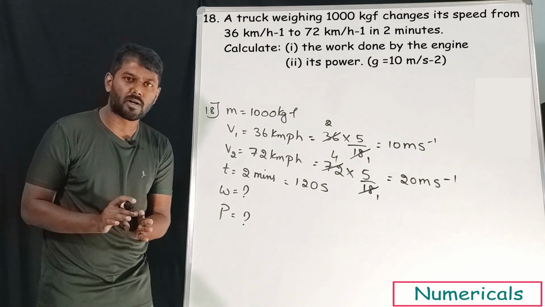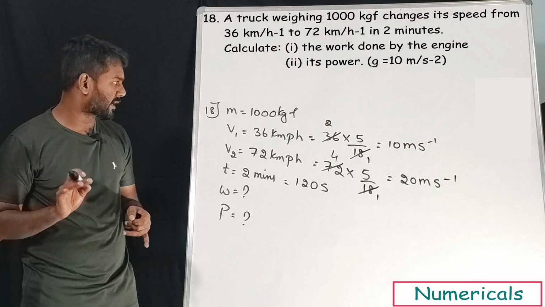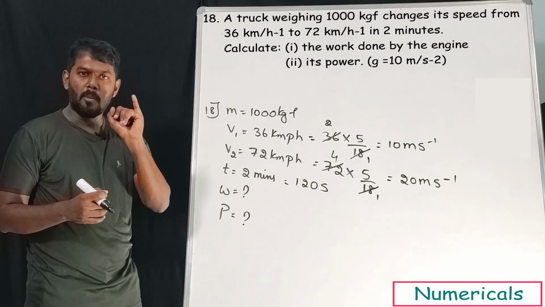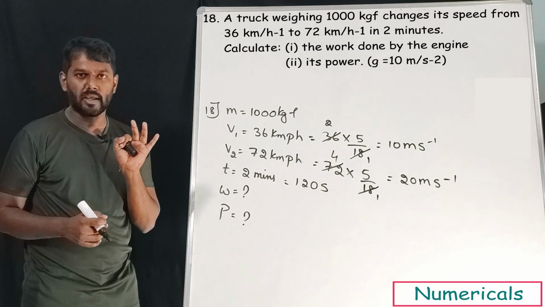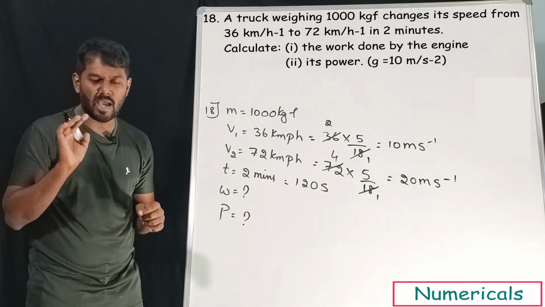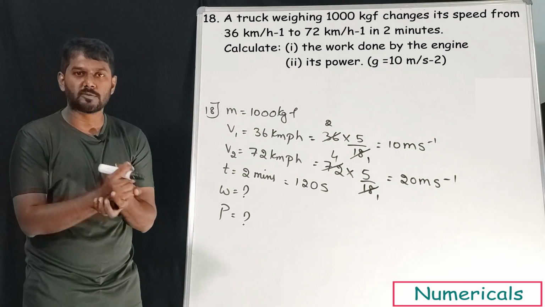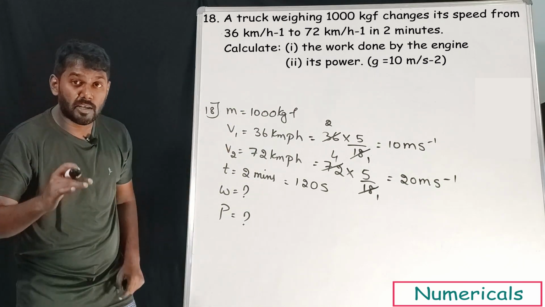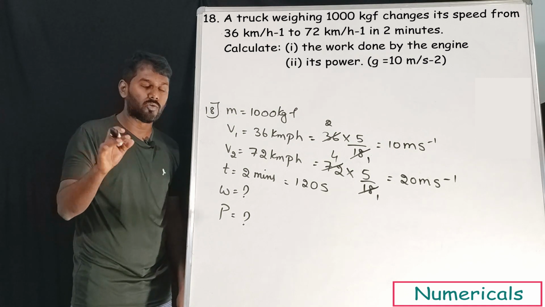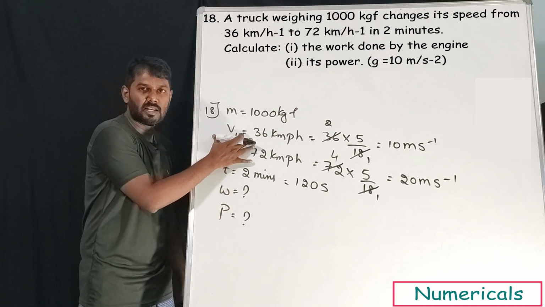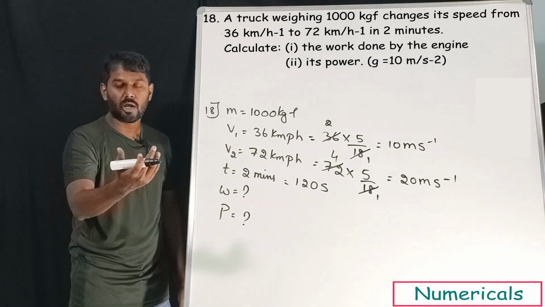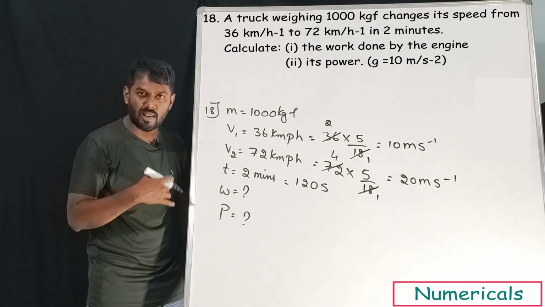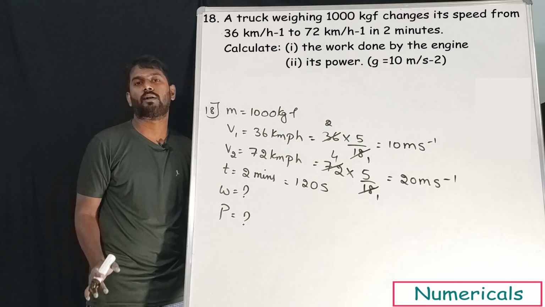What is the formula for work done? Force into displacement, correct? To find force, we require two things, mass and acceleration due to gravity. Mass is given, and the gravity value they have given as 10. Where is the displacement? That is not given here. We don't have to calculate all those things. See, initially in the concept video I told you, whenever we are talking about kinetic energy, that is nothing but work done. Work done is equal to kinetic energy. If we find the value for kinetic energy, that will be equal to work done.